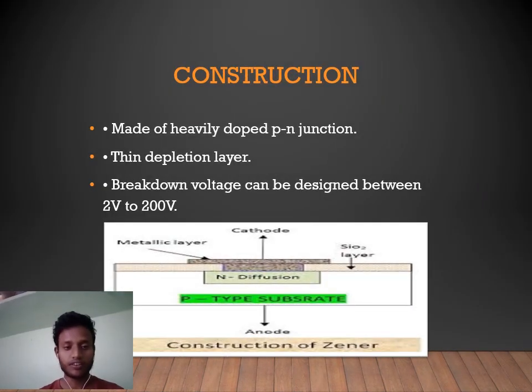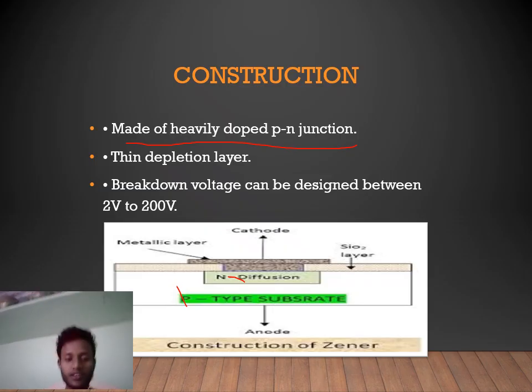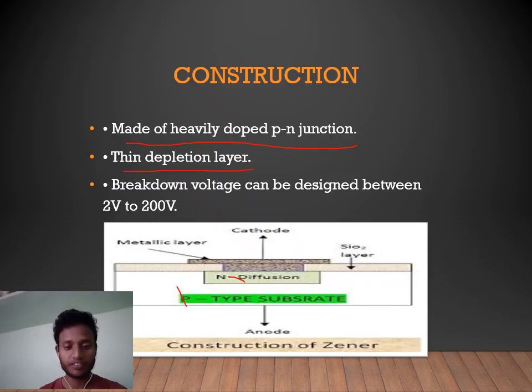Construction of a Zener diode. It is mainly a heavily doped PN junction. They have heavily doped P-type and N-type material. That's why it allows current in reverse bias also. It has a thin, small depletion region, and the breakdown voltage can be designed from 2 volts to 200 volts. That means it breaks down anywhere from 2 volts to 200 volts as per your need.